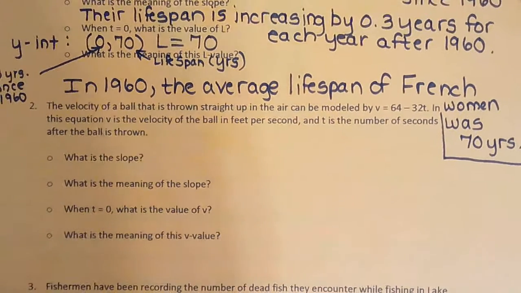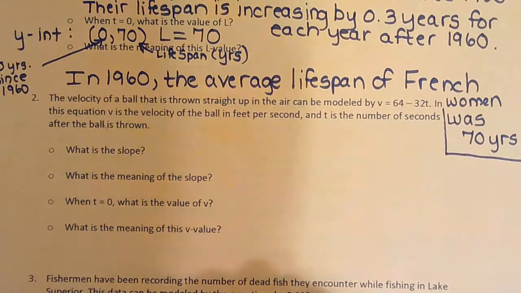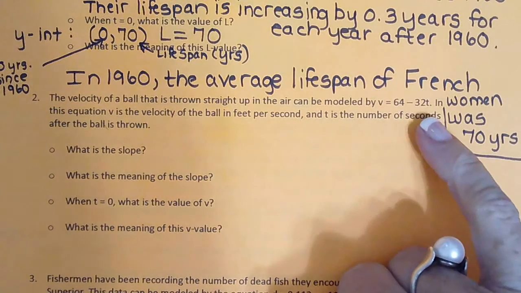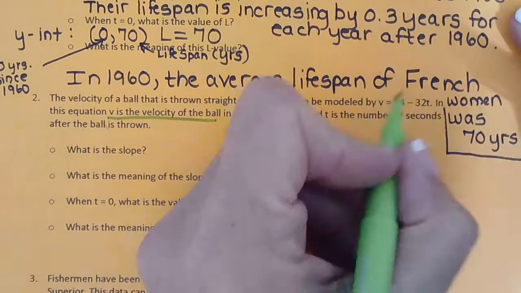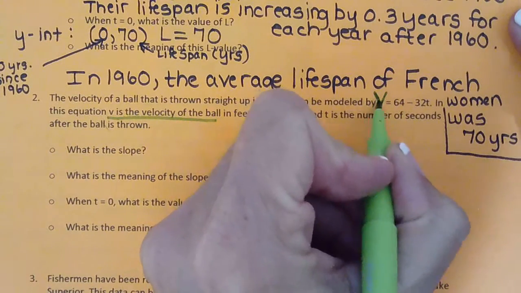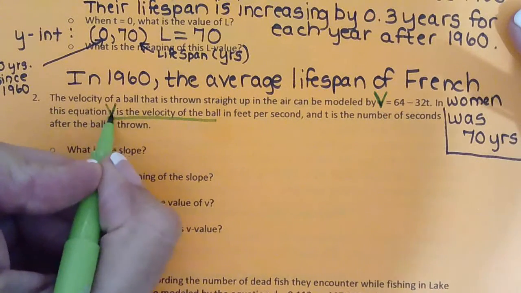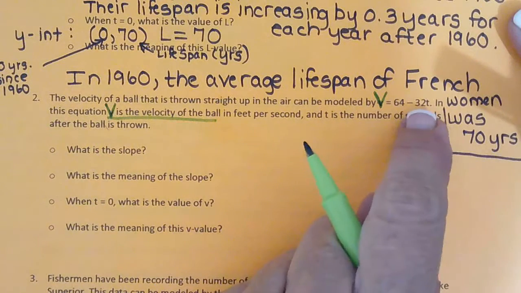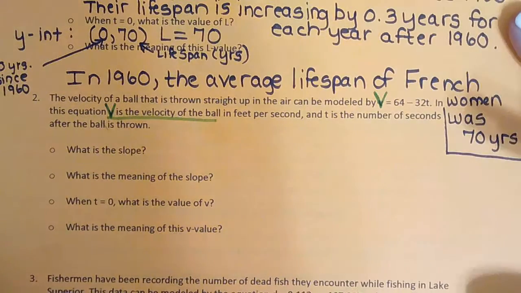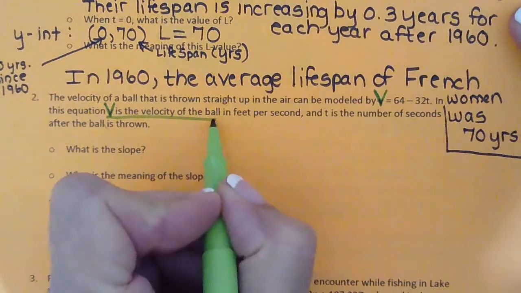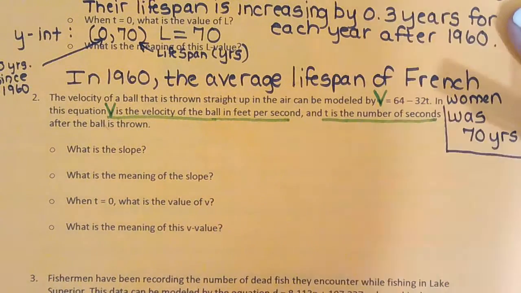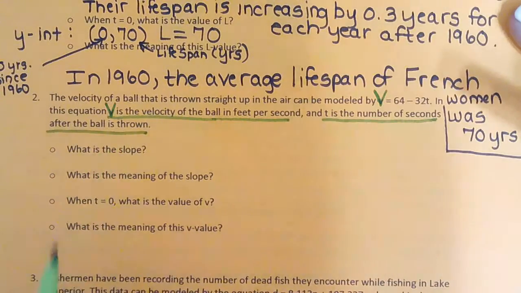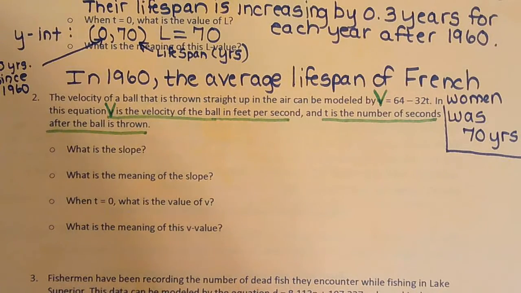Okay, so now let's look at number 2. Number 2, we have V equals 64 minus 32t. So V is the velocity of the ball, and really that should be a capital V because that's our y. And you can always tell y equals mx plus b in feet per second. We need that. And t is the number of seconds after the ball is thrown. So it's how fast the ball is going t seconds after it's thrown.